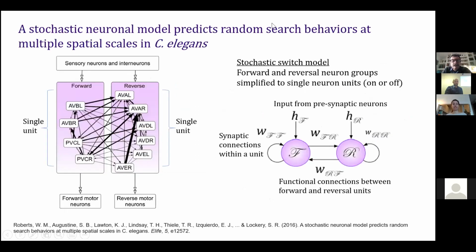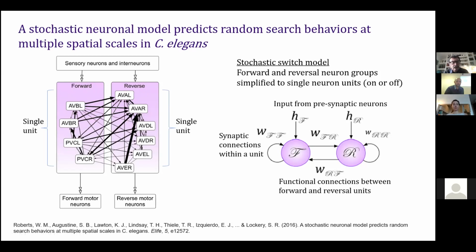A little bit more detailed model. I was looking at a stochastic neuronal model that predicts random search behaviors at multiple spatial scales in C. elegans. So there are two groups of neurons in the interneuron class. One is responsible for forward swimming behavior, the other is responsible for reversals.